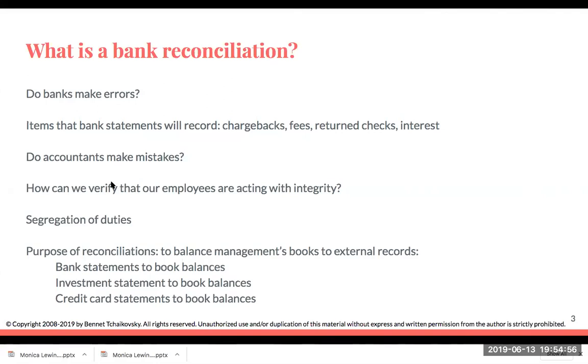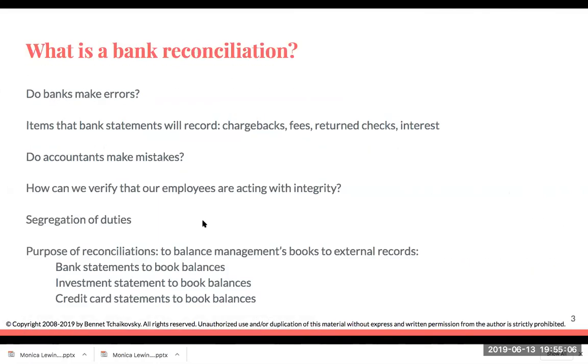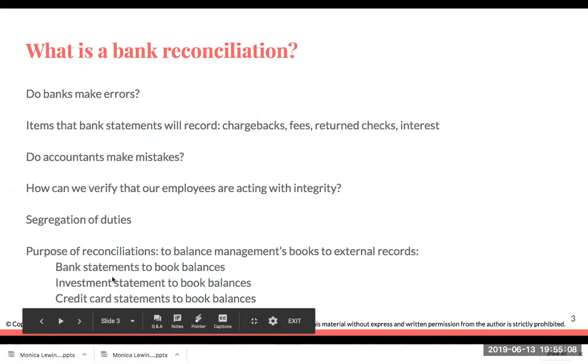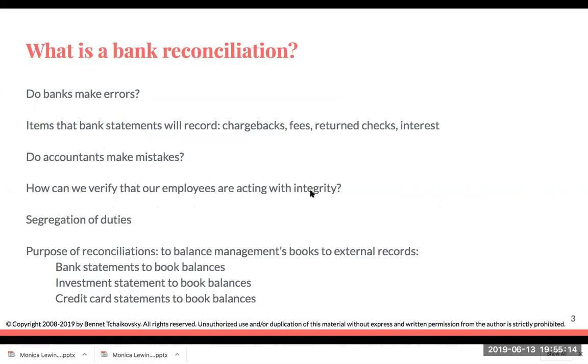The purpose of reconciliations is to balance our books to external records. Right now we are going to do this with bank statements to book balances. We can also do it with investment statements to book balances, and with credit card statements to book balances. So it's not only our bank or cash account that we can reconcile; there are other accounts we can do as well.